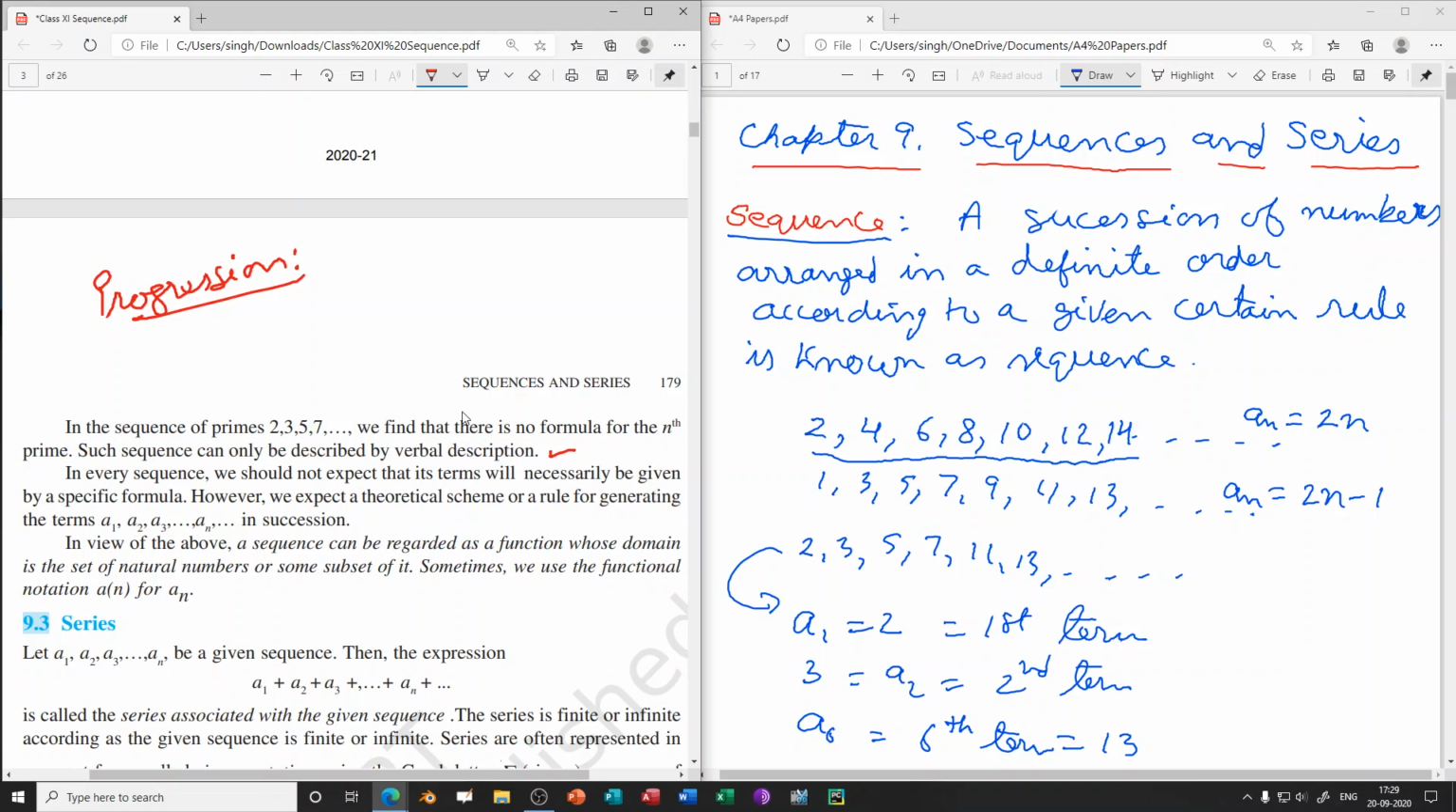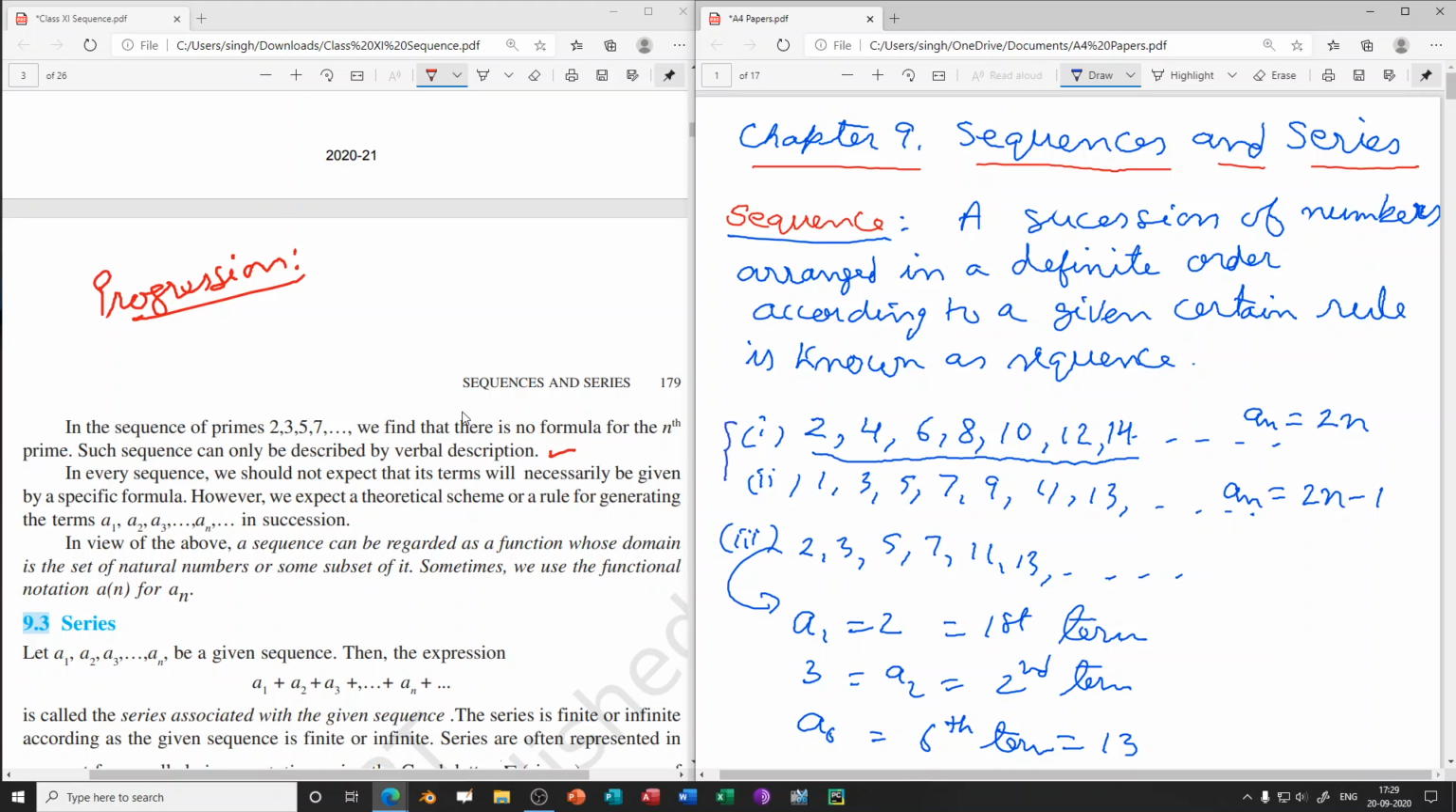For example, this is the first sequence we have taken, this is the second one, and here we have taken the third sequence. Out of all these three, the first two are progressions. This is a progression, this is also a progression. And the third one is simply a sequence, because it is not possible for us to write down the rule.